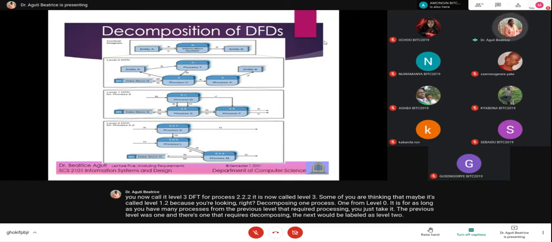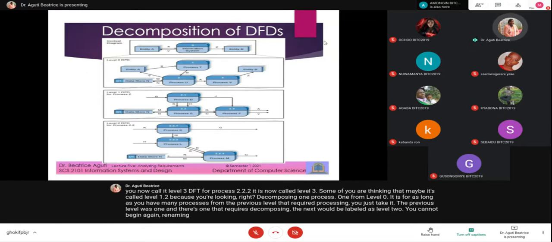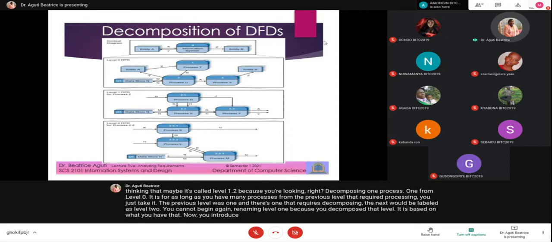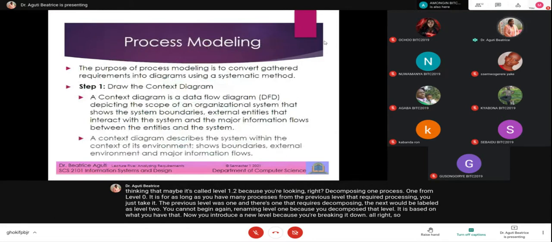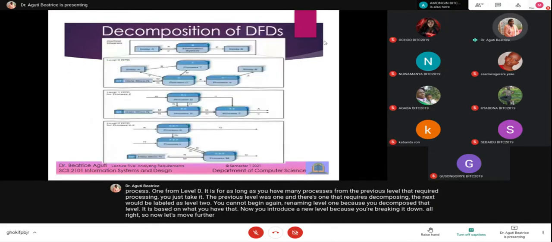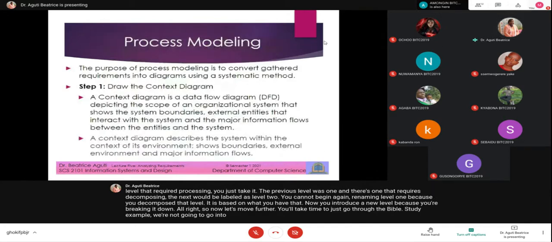You cannot begin again renaming level 1 because you've decomposed that level. It is based on what you have that now you introduce a new level because you're breaking it down. All right. So now let's move further. You'll take time to just go through that, but that's just an example. We're not going to go into detail of drawing our context diagrams.